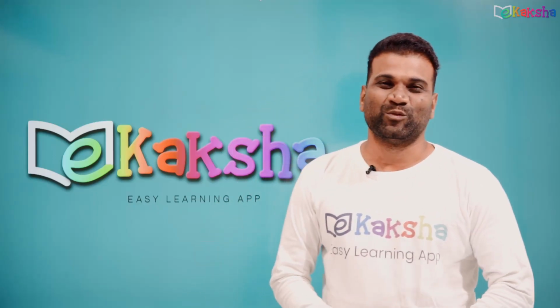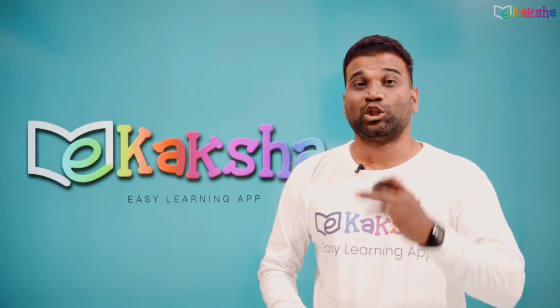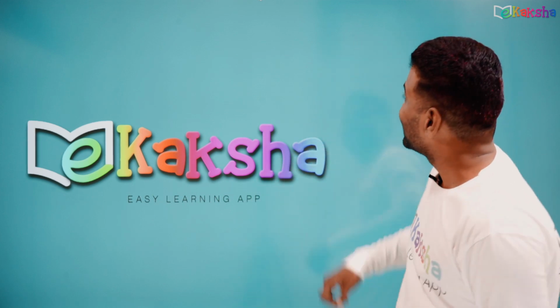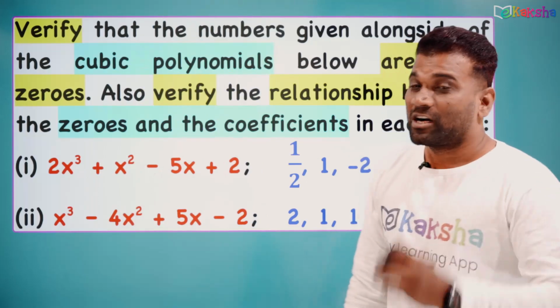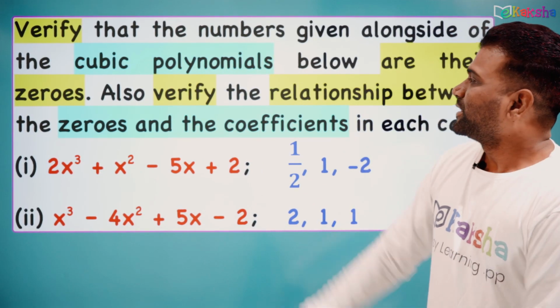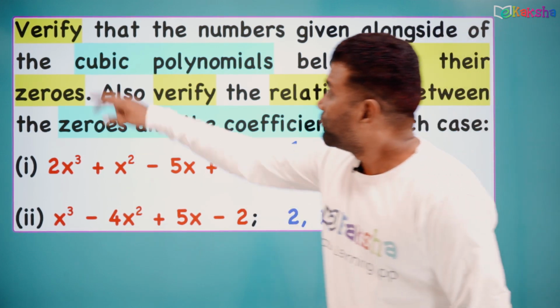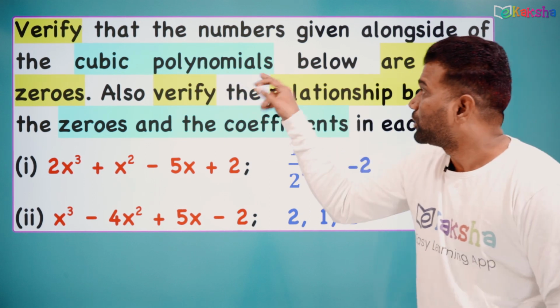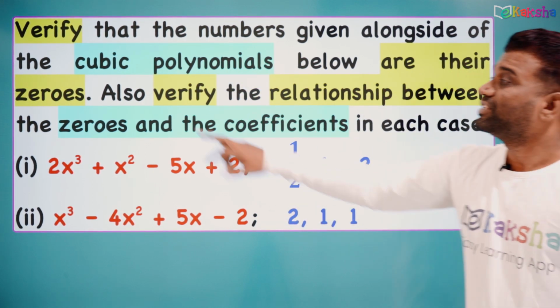Hello dear, welcome. Let's discuss the hot questions related to polynomials. Here is our first hot question, that is a higher order thinking question. The statement of this question is: verify that the numbers given alongside the cubic polynomials below are their zeros.